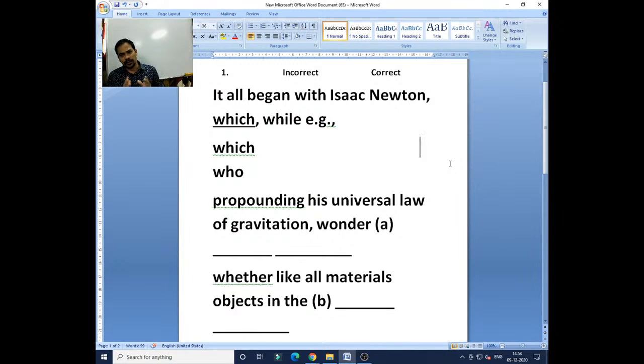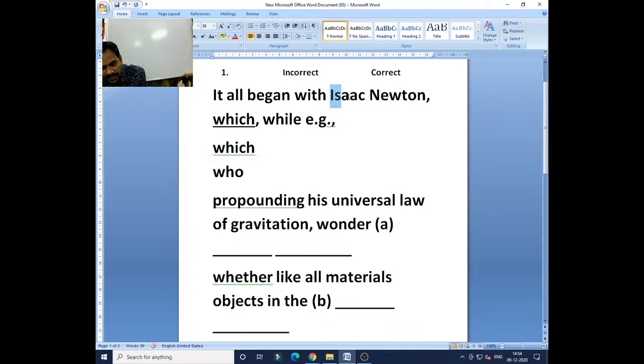Now let me see whether class 8 students are able to solve class 10th editing passages or not. The first one, you see the passage: it all began with Sir Isaac Newton, which or who. So you can see here, the demonstrative pronoun which has been underlined, and the actual relative pronoun who is to be used, because Sir Isaac Newton refers to a person. Okay, clear.